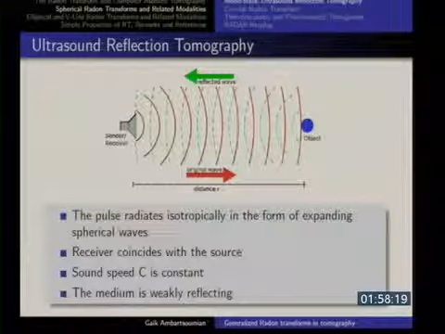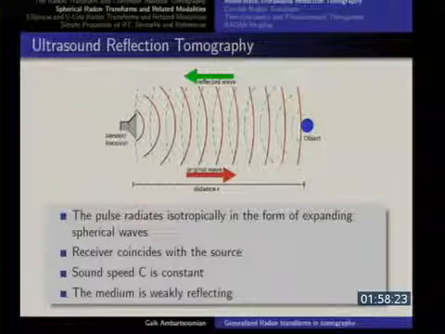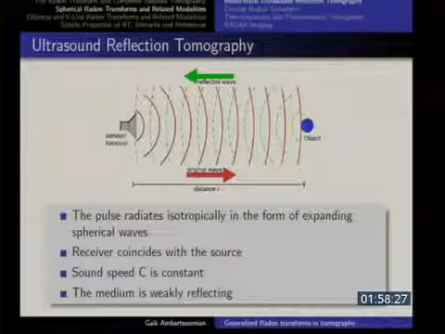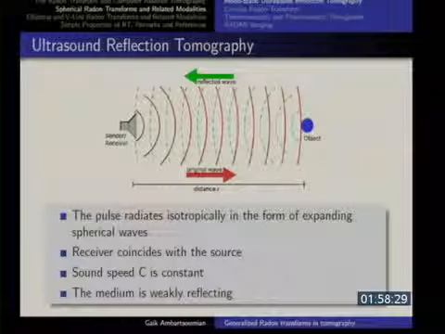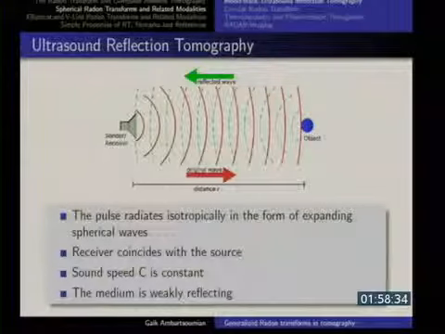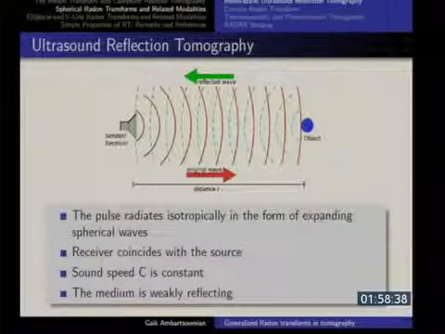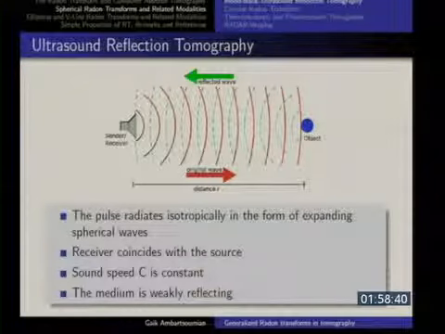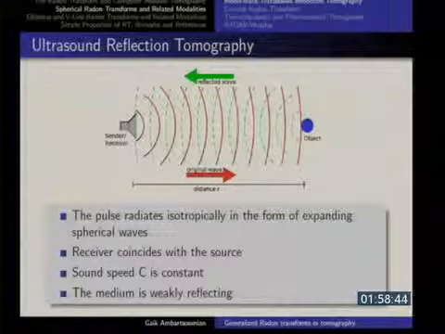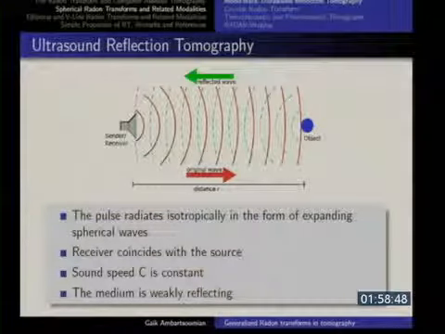For example, if they're doing any sort of imaging in soft tissue like breast imaging and so on, this assumption is fairly well satisfied. And then the medium is weakly reflecting. By that I mean that I will ignore reflections more than once. So if you have an object here, and this thing comes and hits it and then goes and hits the other object and comes back, I'll be ignoring that signal. Weakly reflecting means that more than one reflection is lost, because otherwise my mathematical model would be too complicated.